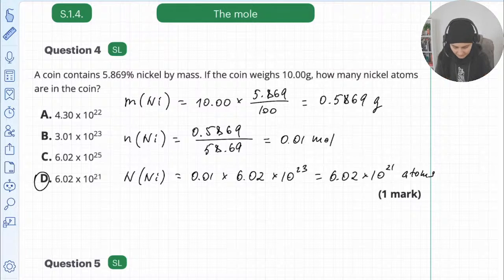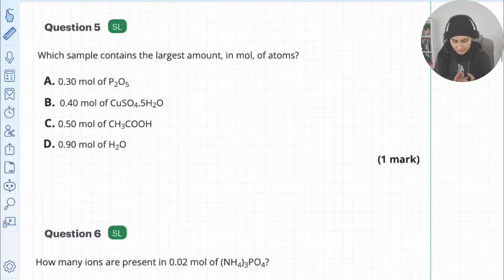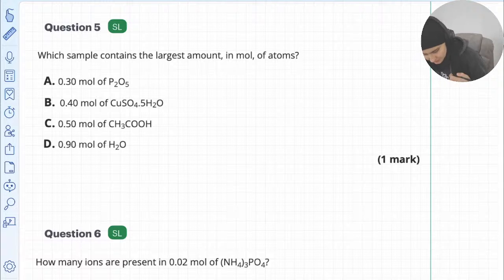Good. Okay. Next question. Which sample contains the largest amount in moles of atoms? We just have to find the number of moles of atoms in each option. We don't have to find the number of atoms, but even if they asked to compare the number of atoms, we could still compare moles, because to convert between moles and the number of atoms you just multiply by Avogadro. So the substance that has the most moles would have the most atoms as well.